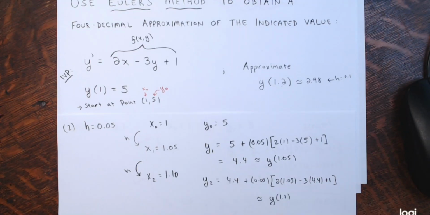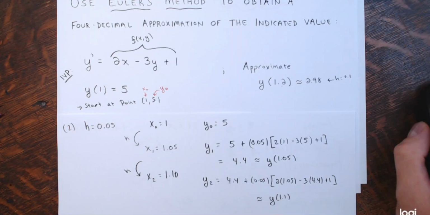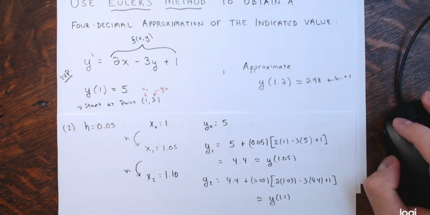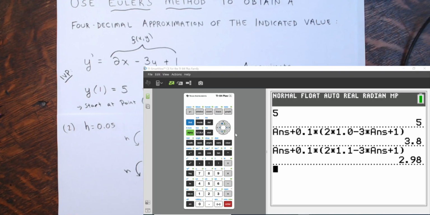And I'll do this on the calculator. So let me pull that calculator up again, and I'll also show you on the numerical solver. All right, so let's clear all this. So again, I'm going to start with y0, 5, enter.